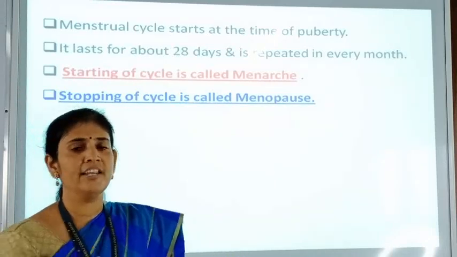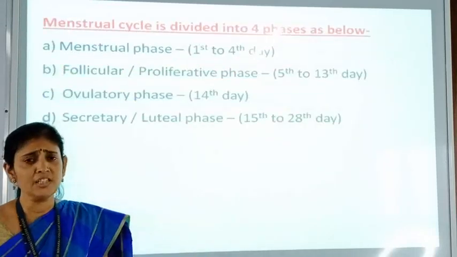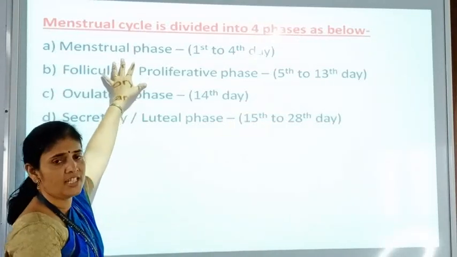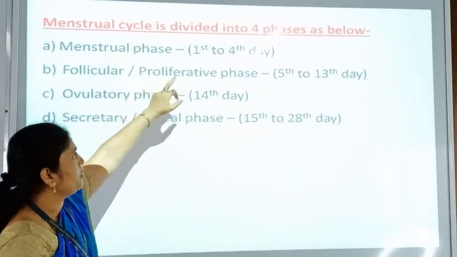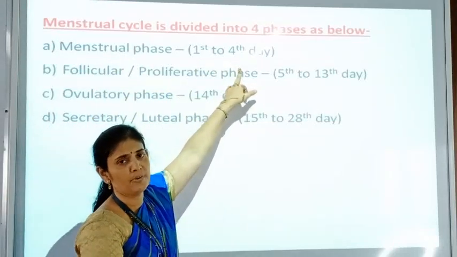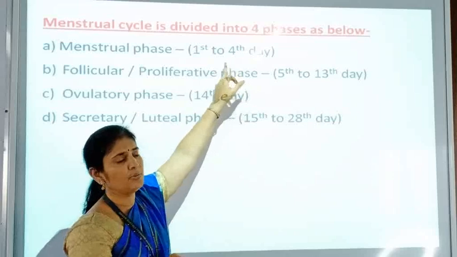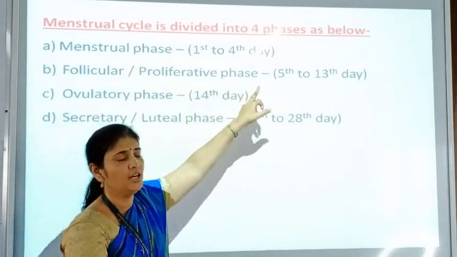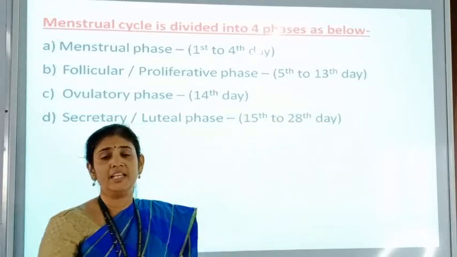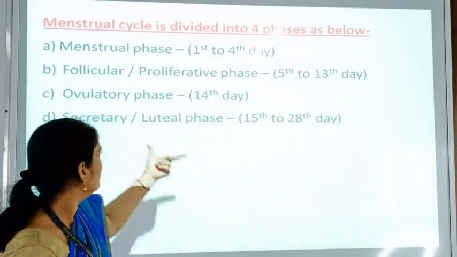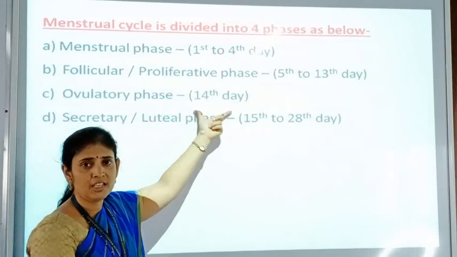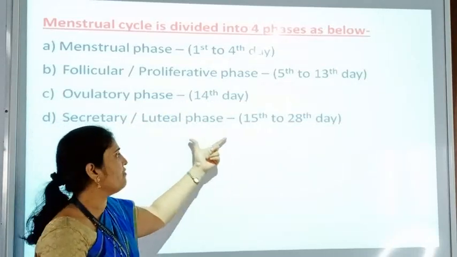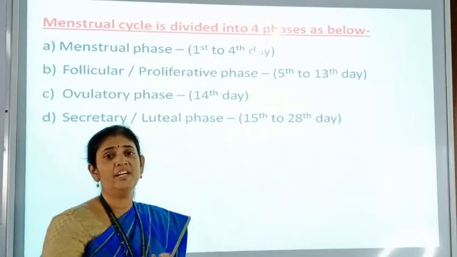So the next point, we have to study the different phases of this menstrual cycle. First is the menstrual phase, which is about the first four days of the menstrual cycle. पहिल्या चार दिवसामध्ये ही फेज बघायला मिळते. Second phase, follicular or proliferative phase, which is about the fifth to thirteenth day of the menstrual cycle. Then ovulatory phase, 14th day of the menstrual cycle, and lastly the secretory or luteal phase, which is 15th to 28th day.